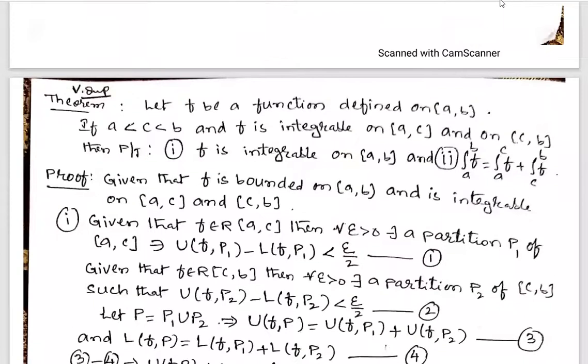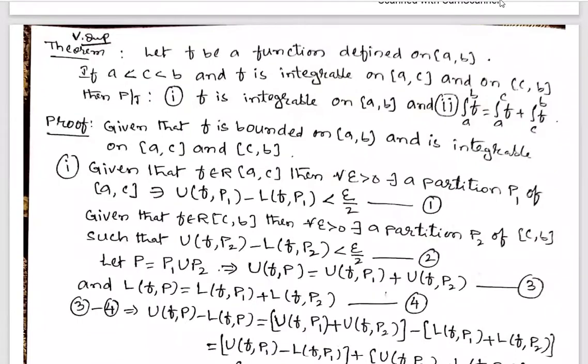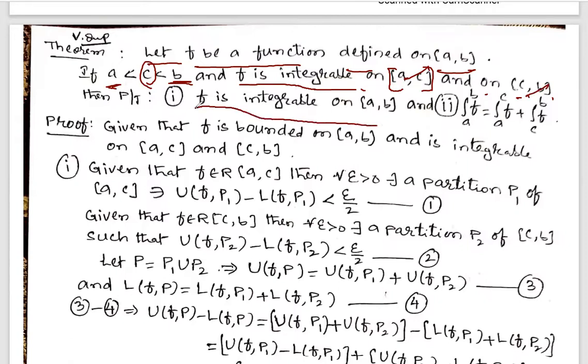Now moving on to the next theorem. Let f be a function defined on the closed interval [a, b] and c lying between a and b, and f is integrable on the closed interval [a, c] and on [c, b]. That is, f is integrable on both [a, c] and [c, b]. Now they are asking us to prove f is integrable and the integrals of these are equal.